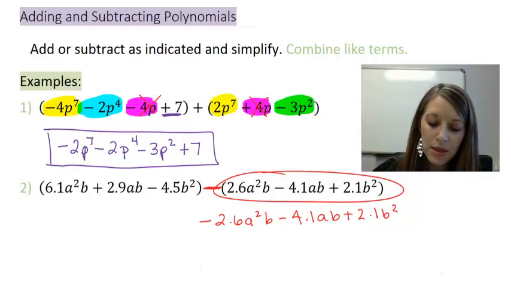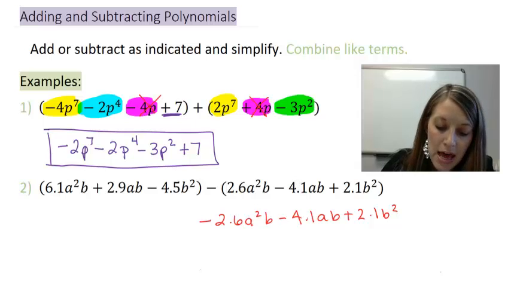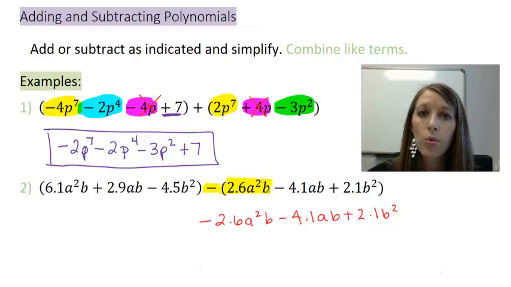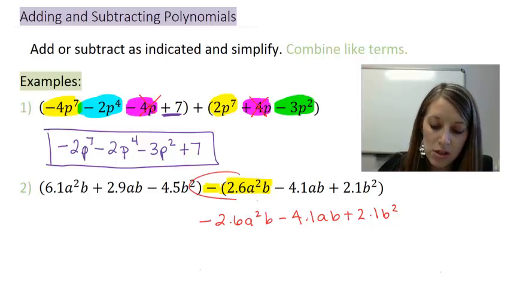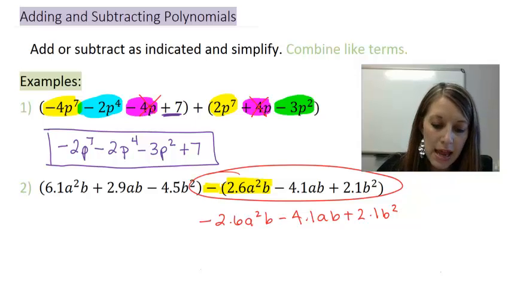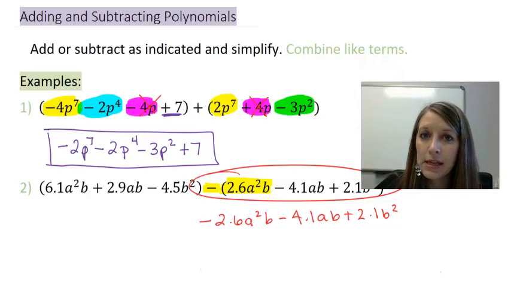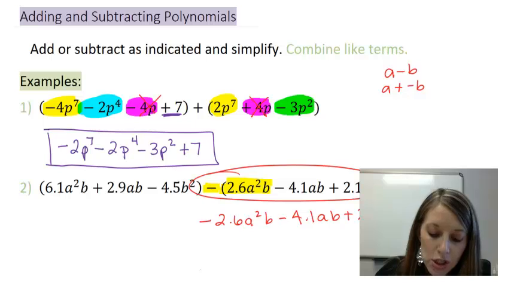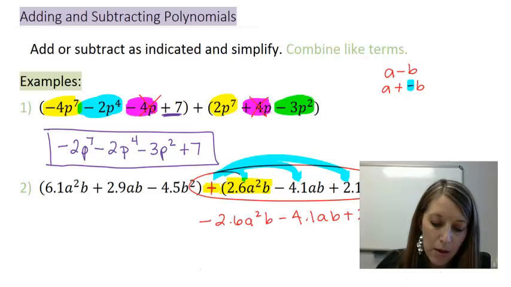So if I ignore the parentheses, that's just saying that this negative is only going to the first term in that polynomial, which is not true. Remember that negative needs to go all the way through. So the easiest way to do this is to take this negative and turn it into a plus negative. Remember back to subtraction, a minus b is the same thing as a plus a negative b. So I'm going to change this to a plus here, but my negative, I'm going to distribute it through. So that means I change all of my signs in my second polynomial.